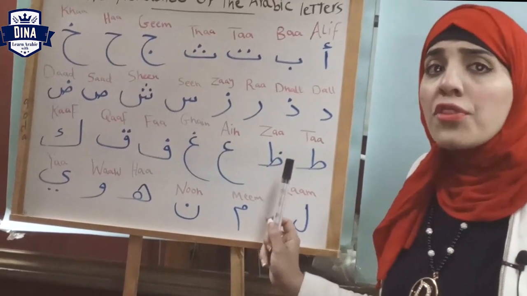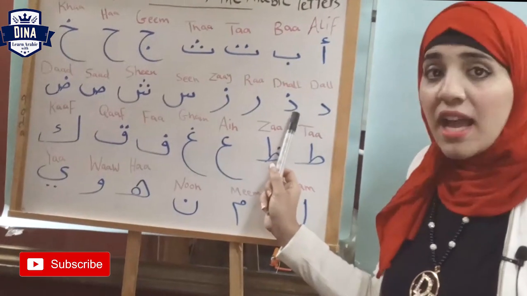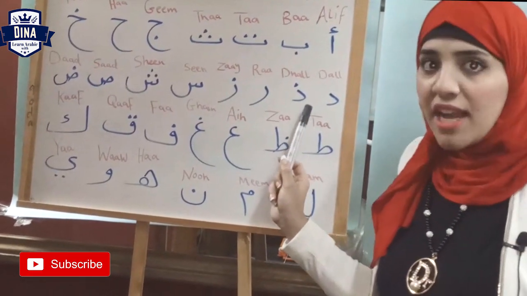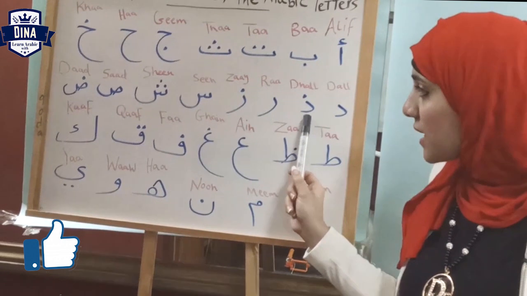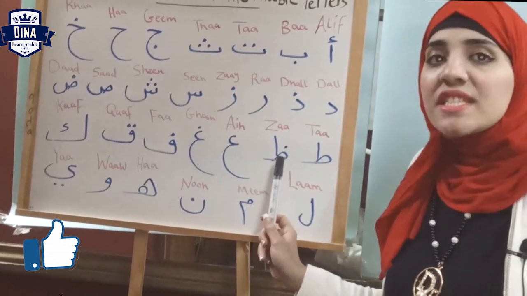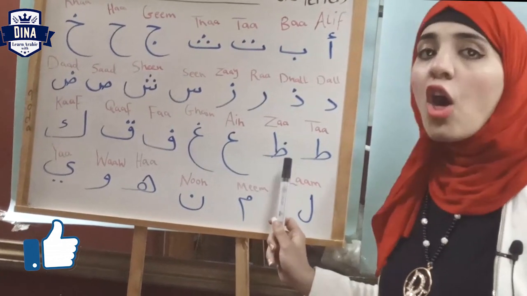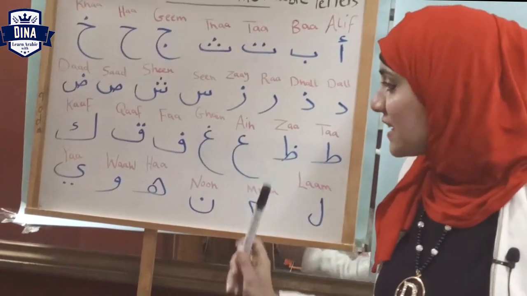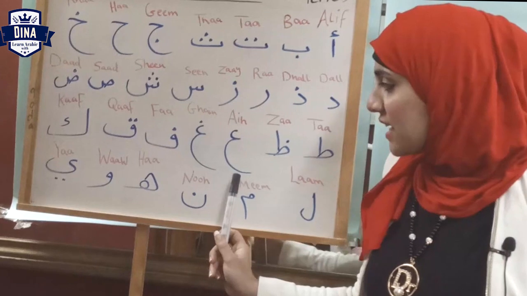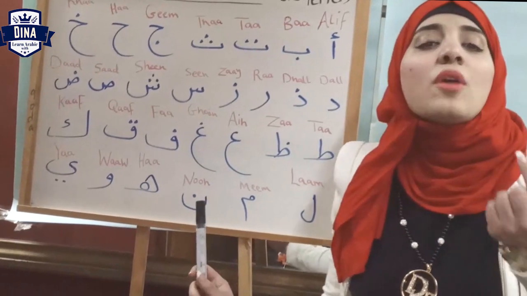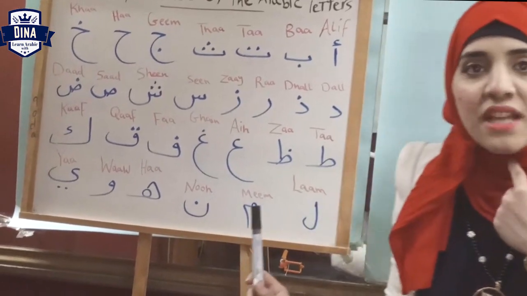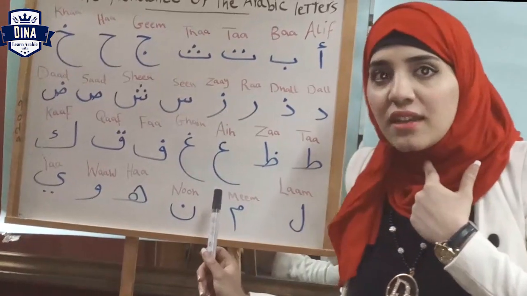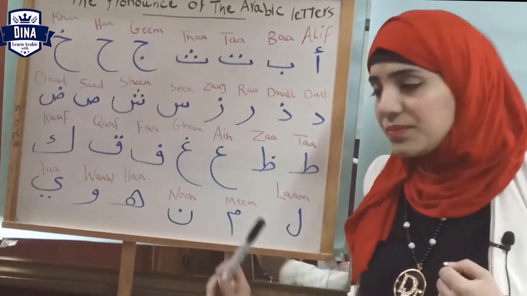Dha is a heavy sound of dal. Dal is a light sound. Dal. Dha is a heavy sound of dal. Dha. Ain. This is a sound coming from the middle of the throat. Repeat after me. Ain. Ain.